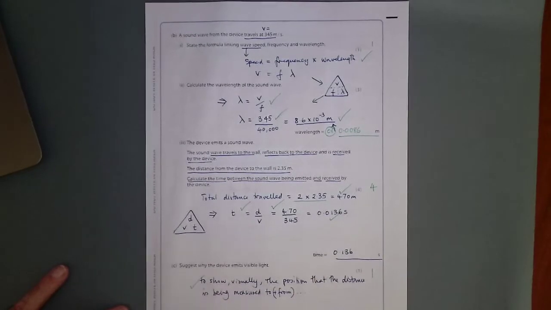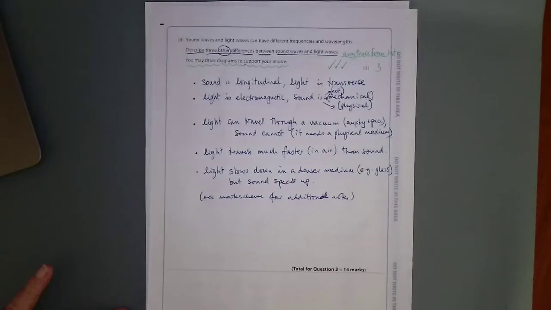And then they say, why does the device emit visible light as well? That's basically to show visually the position that the distance is being measured to or from, in this case, the wall. So we're going to the wall and then back from the wall. So it's making sure that you're pointing it where you think you're pointing it. Okay, so that is question 5.